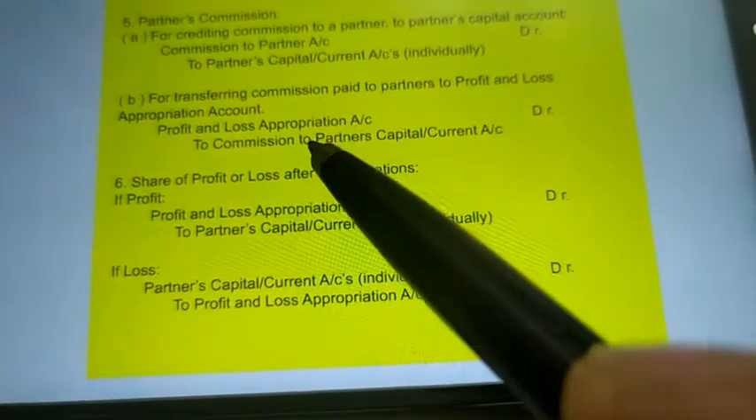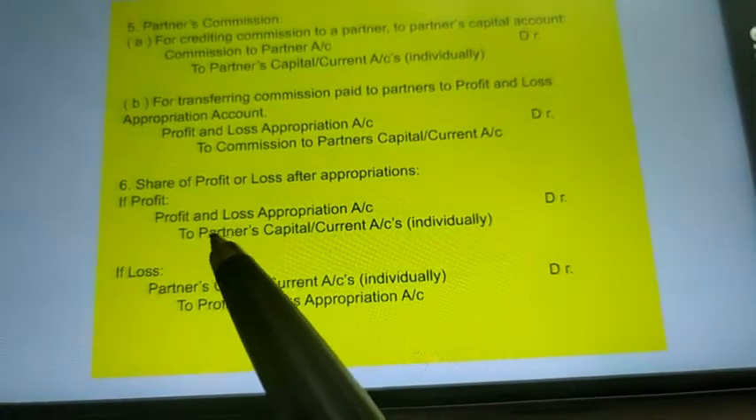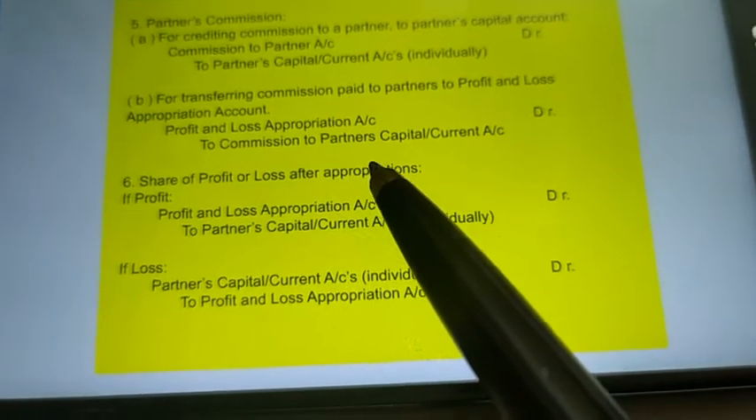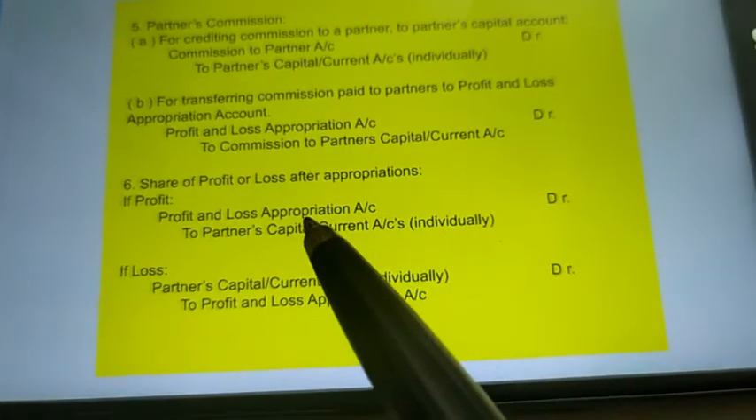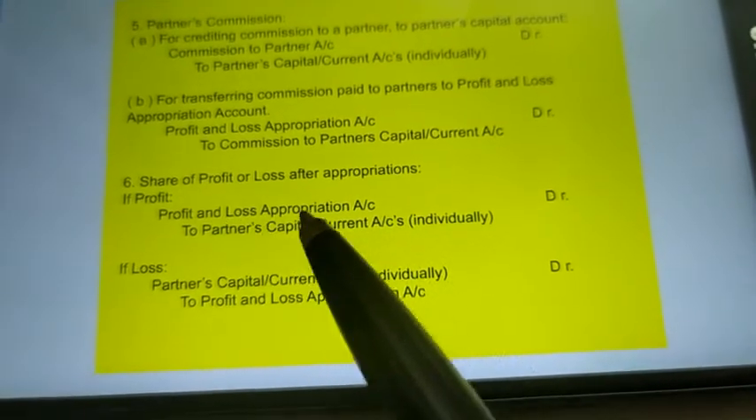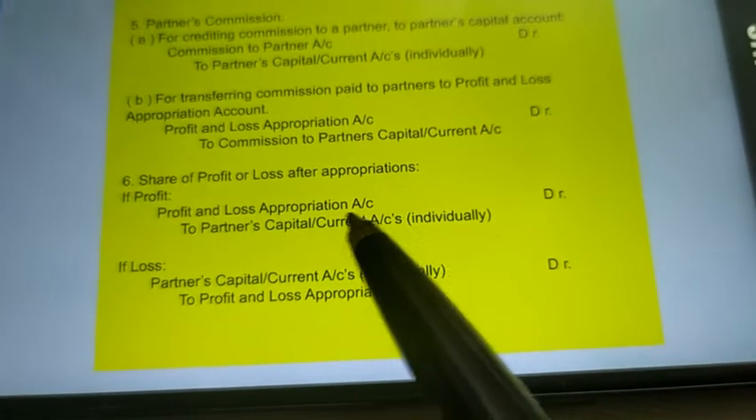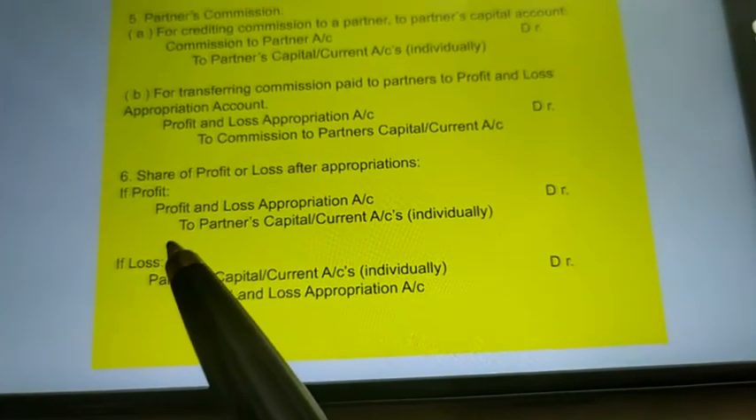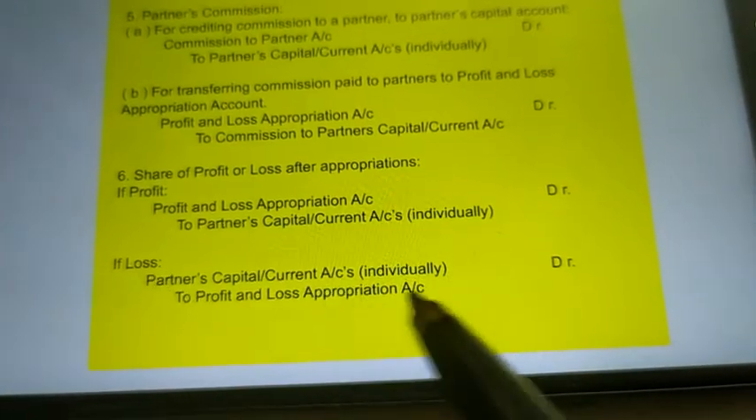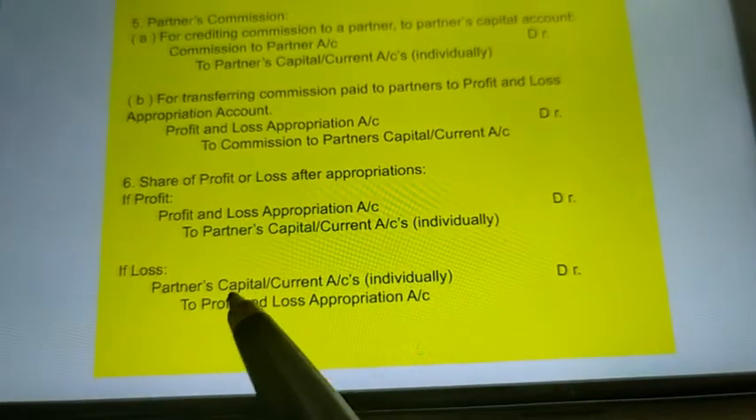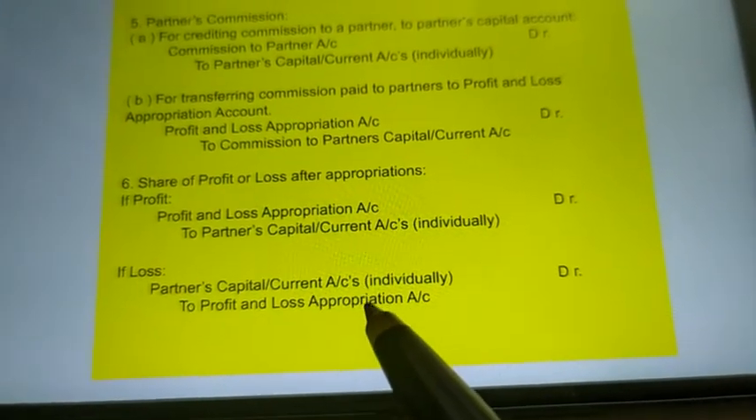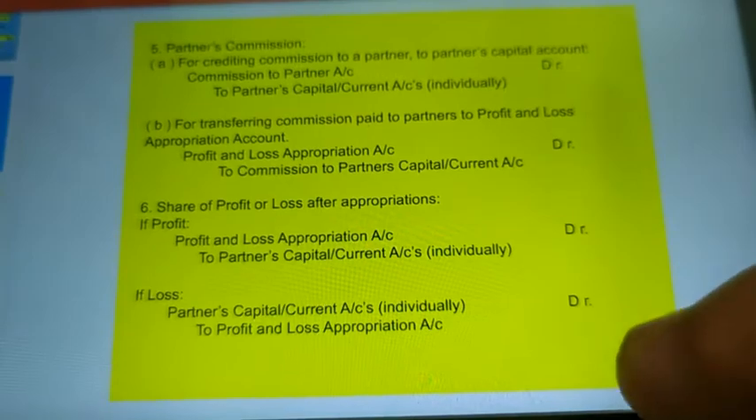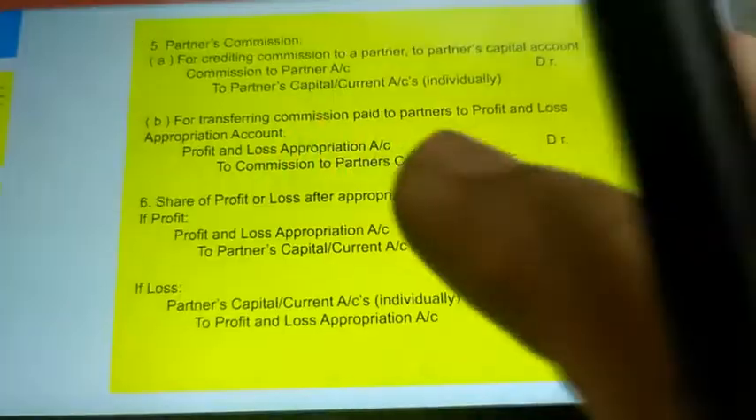Once the appropriation account is prepared, whatever the profit or loss after appropriating the various items, the appropriation of profit is done. If it is profit, then the profit and loss appropriation account is debited and each partner's capital or current account is credited individually in the profit sharing ratio. But if the appropriation account shows a loss, then the loss is debited to the partner's capital or current account individually and the appropriation account is credited. These are the various journal entries that you may show for the profit and loss appropriation account.